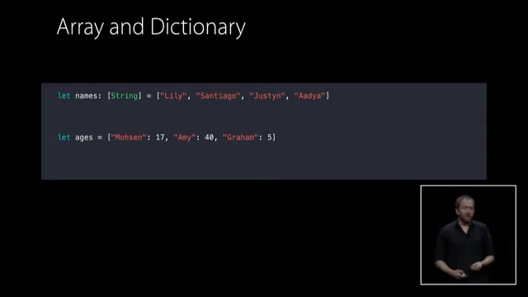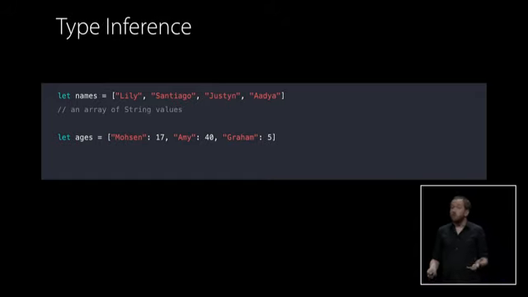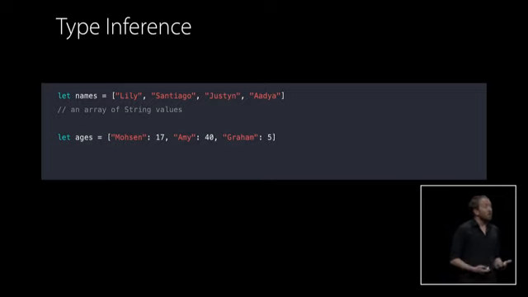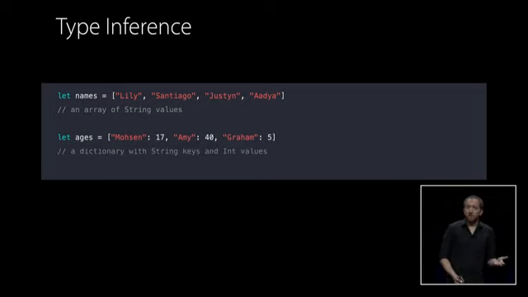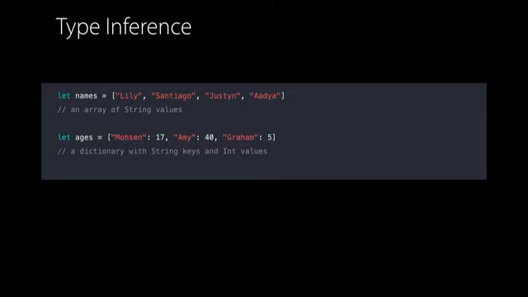But as we saw earlier on, when it's clear from the right-hand side what kind of type we want, Swift works it out for us. And that happens here as well. We actually don't need to write the type. It's clear we want an array of strings. The same goes for our dictionary. Here, it's clear we want string keys and integer values, so Swift can infer that for us as well. But everything is still clearly typed.